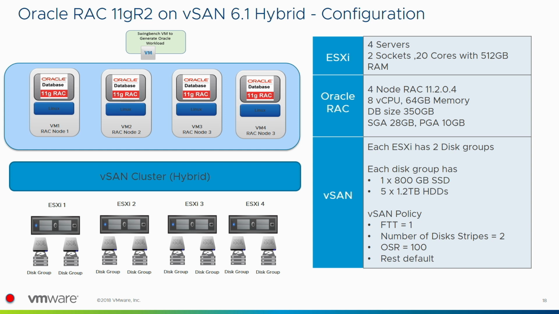The equivalent of setting up eager zeroed thick is OSR equal to 100%, and OSR stands for object space reservation. By doing that, you're declaring your intent that each and every block in that VMDK will be eager zeroed. That way, your multi-writer flag is on the VMDK, and hence you're able to use multiple virtual machines to share the VMDK. On top of that, you're able to run your clustering software, right?